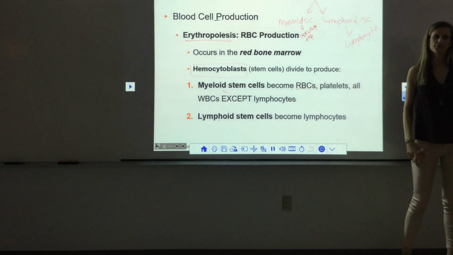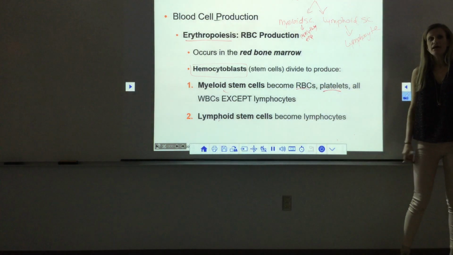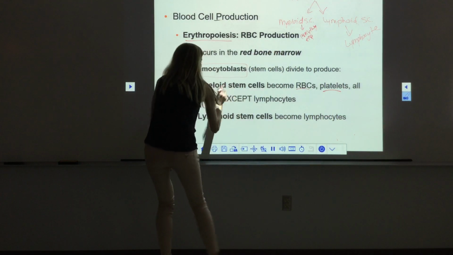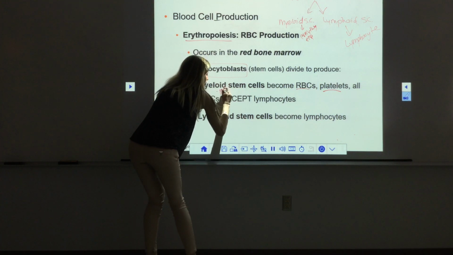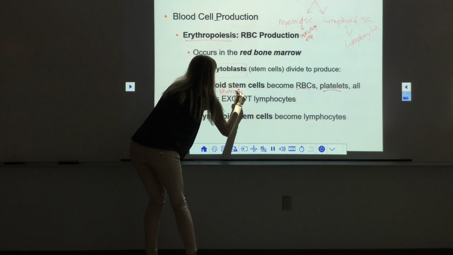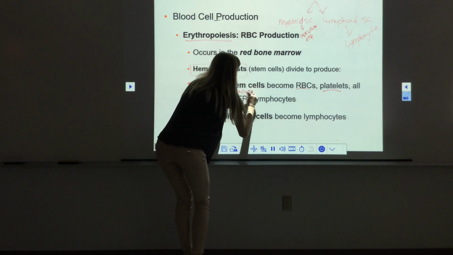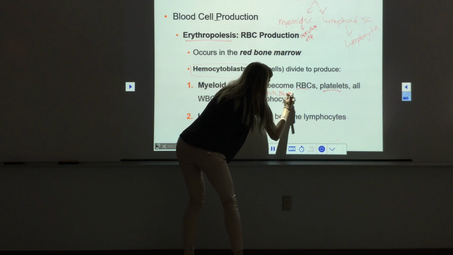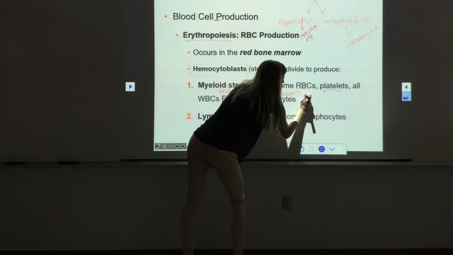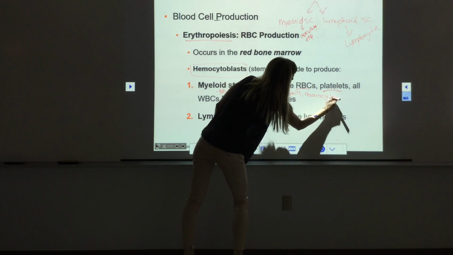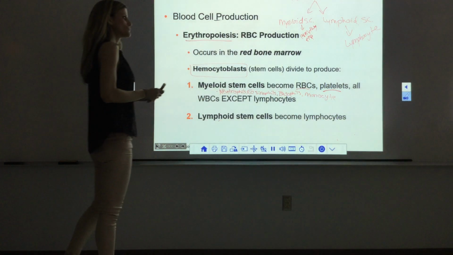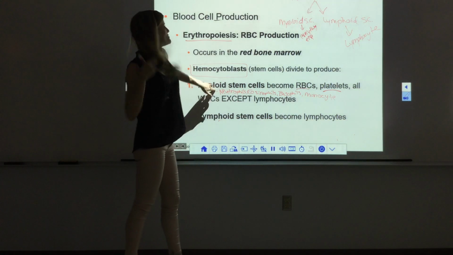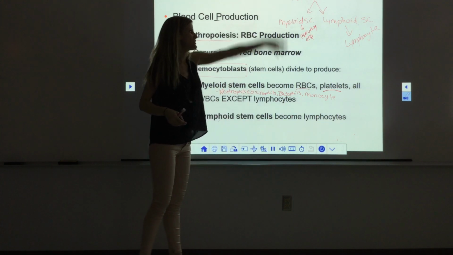So red blood cells, platelets, and if you've had lab already, what are the other white blood cells? Neutrophils, eosinophils, basophils, right, all of our phils, and monocytes, which become what? Starts with an M. Excellent. Okay, so myeloid stem cells give us everything else. Lymphoid stem cells give us lymphocytes.